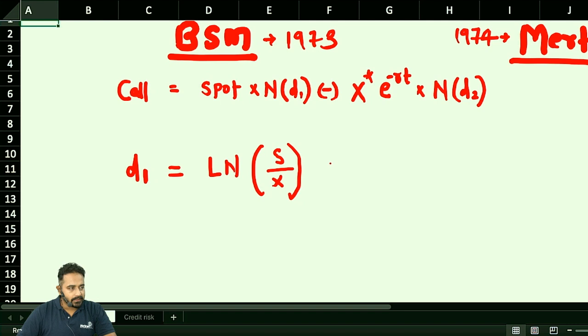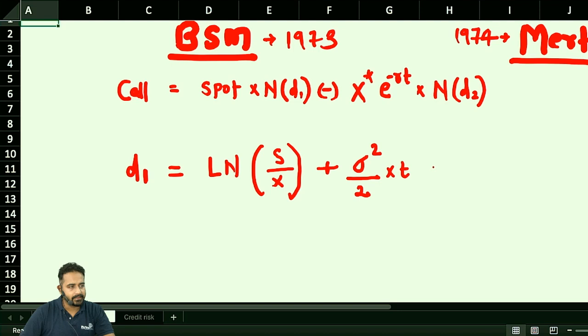Now, plus half of variance. So variance is sigma square. So half of variance adjusted for time period. So if you have an annual variance and if you're doing a 3-year option, you multiply with 3. If you're doing a 6-month option, you multiply it with 0.5, right?